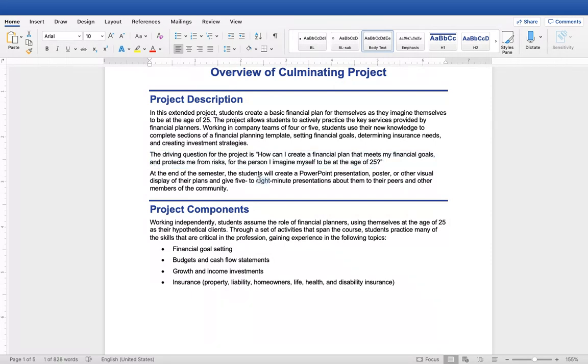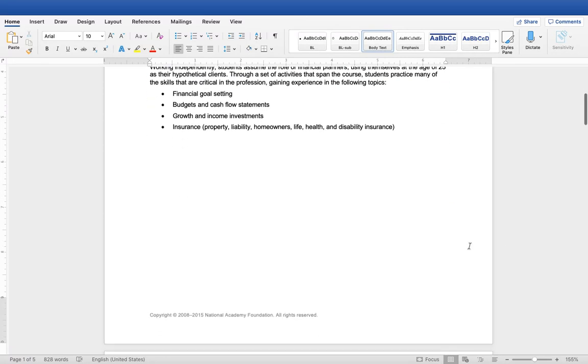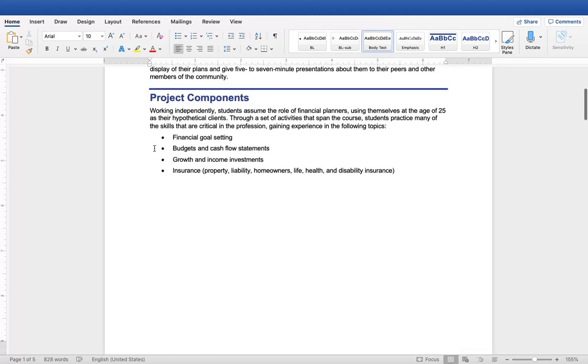One thing that I'm changing: the presentation used to be required to be 5 to 8 minutes long. We're going to require it to be 5 to 7 minutes long. Okay. All right. So let's look at the project components. You have to create financial goals. You have to set budgets and cash flow statements. You have to know and pick which investment will be the best for each of your goals, growth and income investments. And of course, the type of insurance that will be appropriate for you to have.